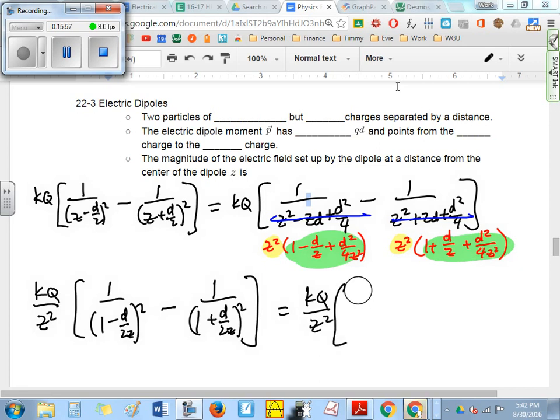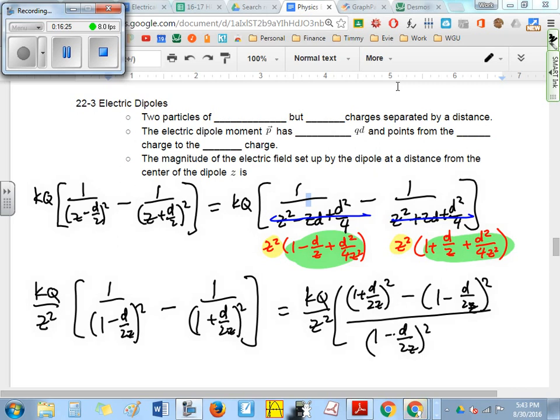So multiply the first one by the bottom of the second, and then the second one by the bottom of the first, and so on. So basically you're going to end up with something like this: 1 plus D over 2Z squared minus 1 minus D over 2Z squared, all over 1 minus D over 2Z quantity squared times 1 plus D over 2Z quantity squared. It's pretty messy, huh? Alrighty.